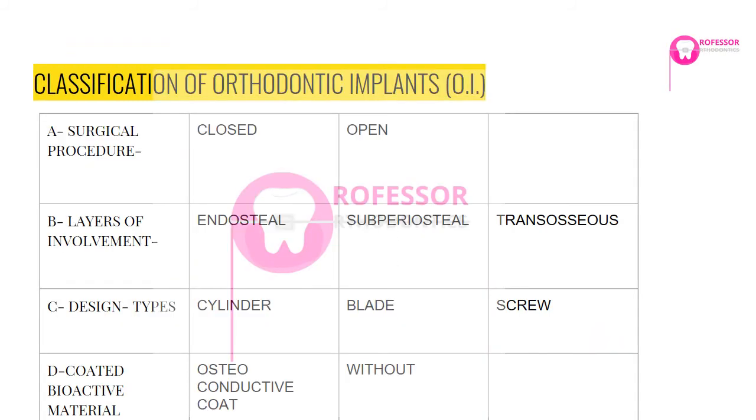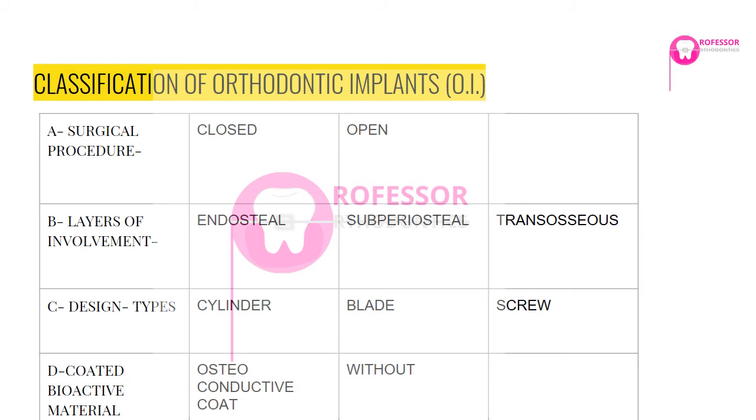So, to recollect all that we have learned today, we can classify orthodontic implants based on the kind of surgery performed as closed implants or open implants. We can classify them based on the number of layers of bone involved in the implant as endosseous, subperiosteal, or transosseous implants.